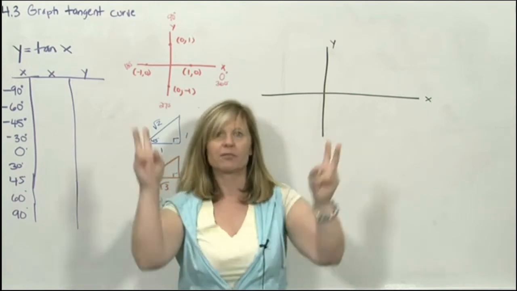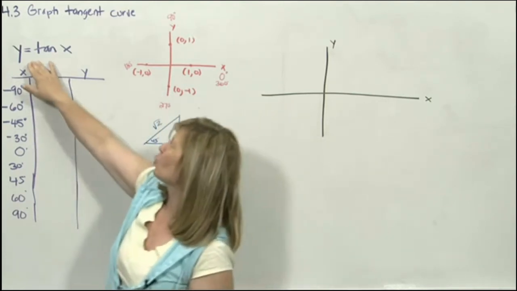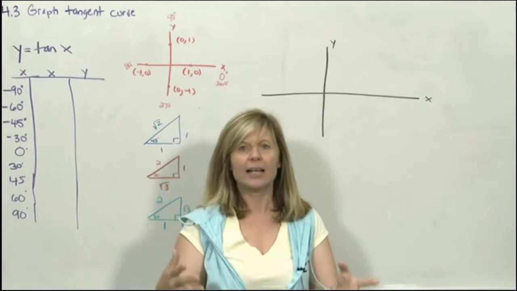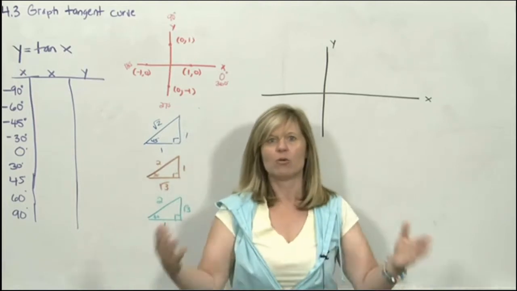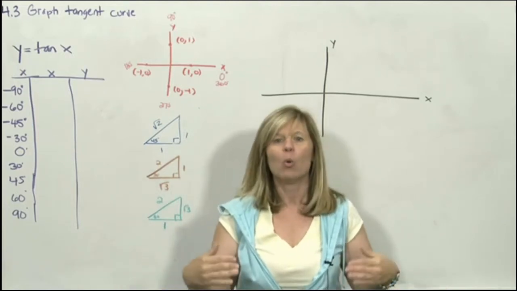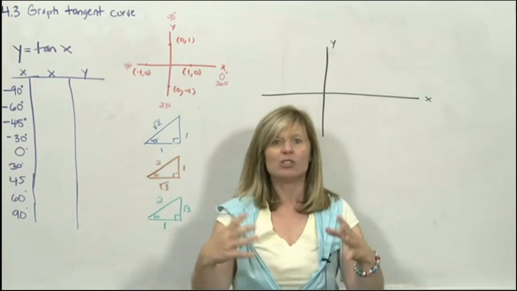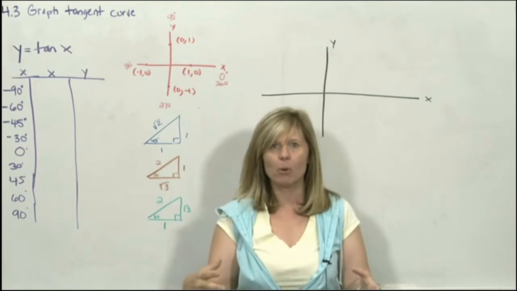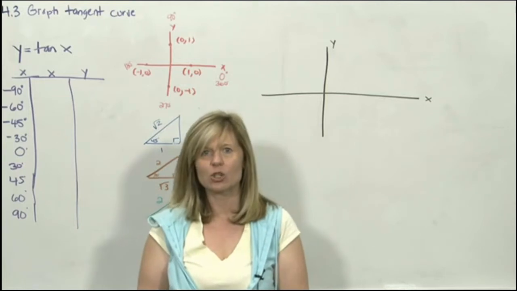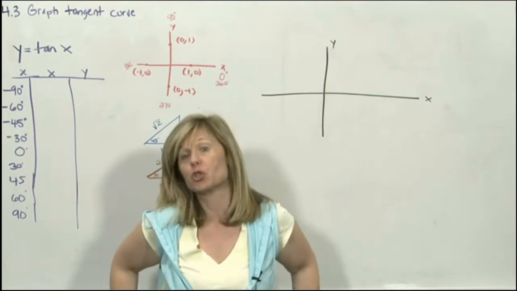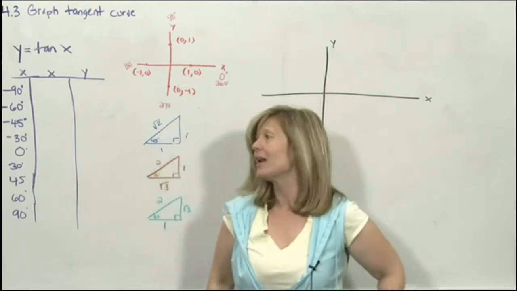Okay, so we're going to graph the basic tangent curve, which is y equals tangent x. And again, because I know you have no knowledge of what a tangent curve looks like, we're going to start from scratch and do it by a t-table, plotting points. Once we figure out what a tangent curve looks like, then we're going to come up with the shortcut. All right? Is everybody ready?